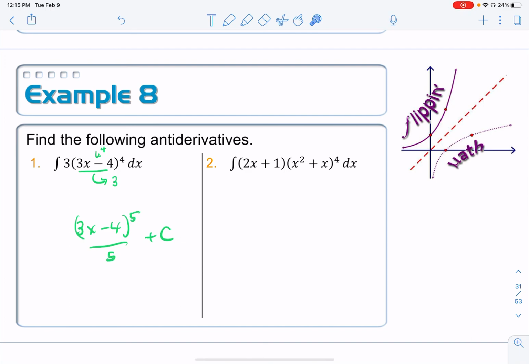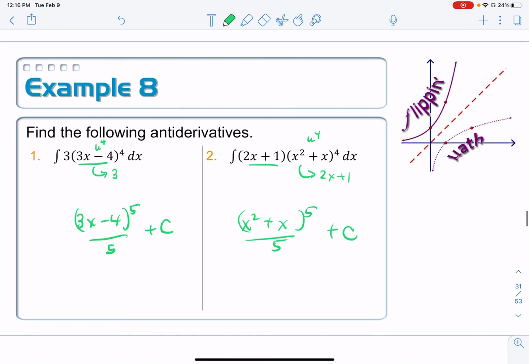This 5 would cancel out with this 5. 3x minus 4 to the 4th power, multiply it times the 3, and that's where that 3 comes from right here. All right, we can do that also on the second one over here. So notice the more complicated part, its derivative is right here. Here's a function raised to a power, and I'll take the derivative of that. I get a 2x plus 1, which is, oh, it's right there. So again, this is just basically a u to the 4th. So its antiderivative is going to look exactly like this. So it is also x squared plus x raised to the 5th power over 5 plus c.